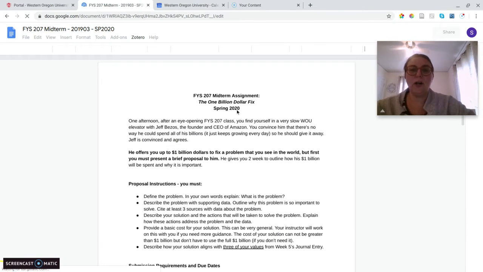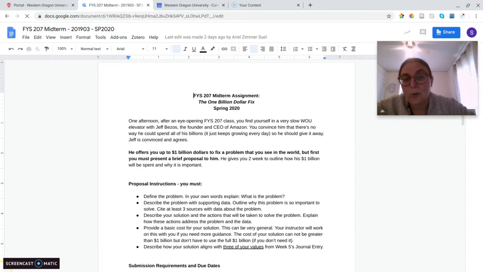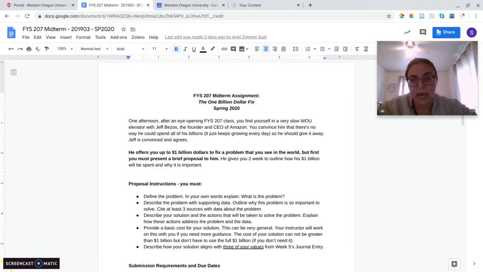This is called the $1 billion fix. One afternoon, after an eye-opening FYS 207 class, you find yourself in a very slow woo elevator with Jeff Bezos, the founder and CEO of Amazon. You convince him there is no way he could spend all of his billions because it just keeps growing every day, so he should give it away. He is convinced and agrees.